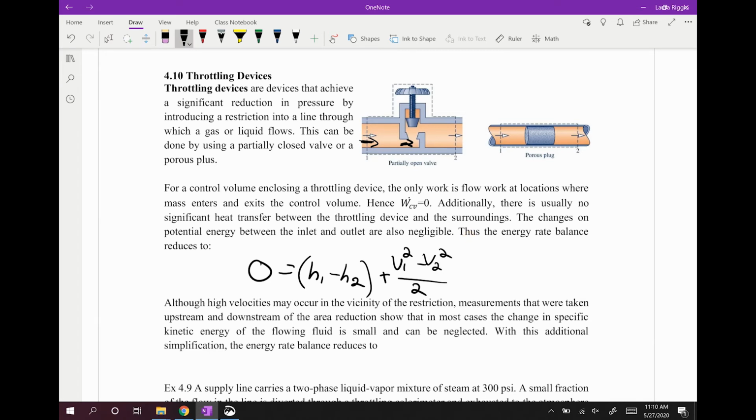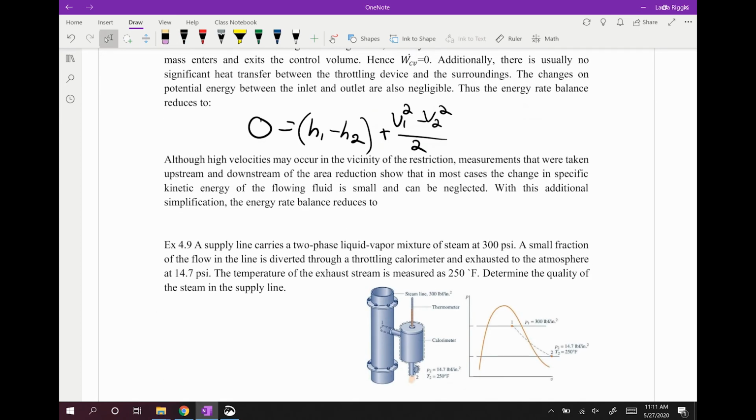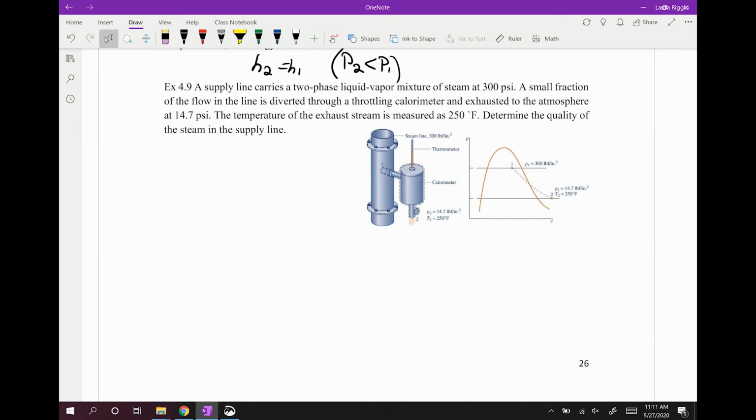Although you can get high velocities occurring in the vicinity of the restriction, if you take measurements far enough upstream and downstream, the changes in specific kinetic energy of the flow are small and can be neglected. So with that additional simplification, we have that H2 is equal to H1, where P2 is less than P1. We're going to do a few examples.